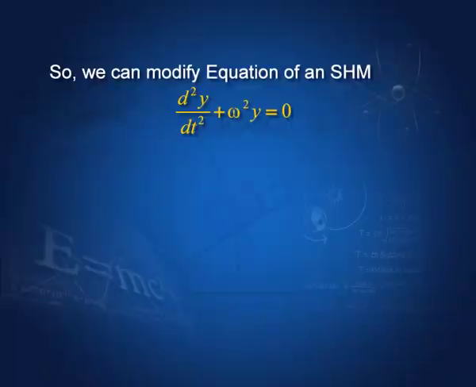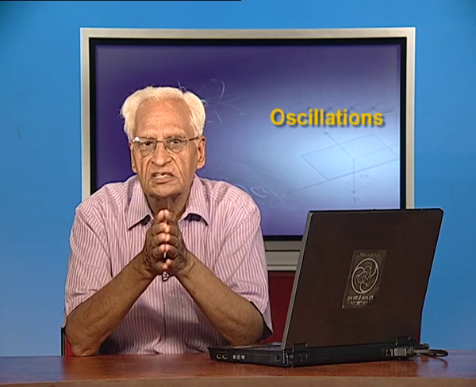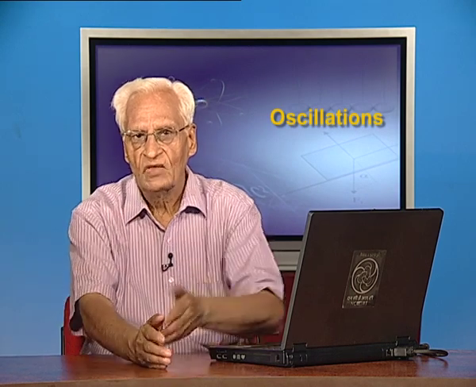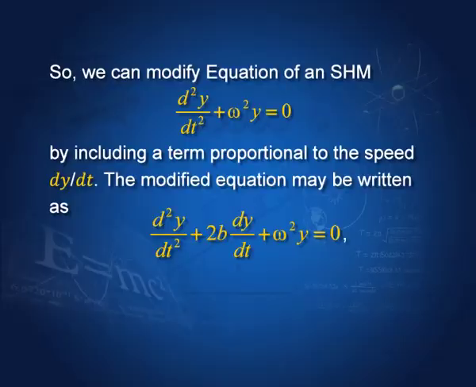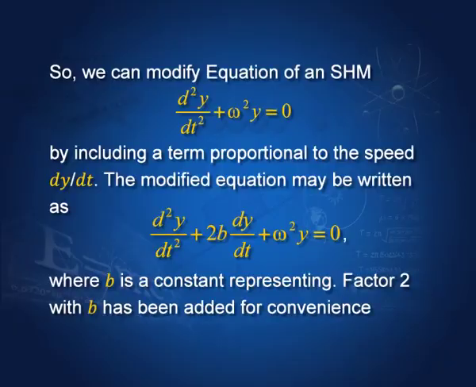We have seen already the equation of a simple harmonic motion is d2y by dt squared plus omega squared y equal to 0. Now, for small velocities, the frictional forces are proportional to velocity itself. So, therefore, we introduce a term containing velocity. This equation is modified for the damping case to d2y by dt squared plus 2b dy by dt plus omega squared y equal to 0. This factor 2 we shall see is very useful, but otherwise it does not affect anything, where b is a constant representing the forces.